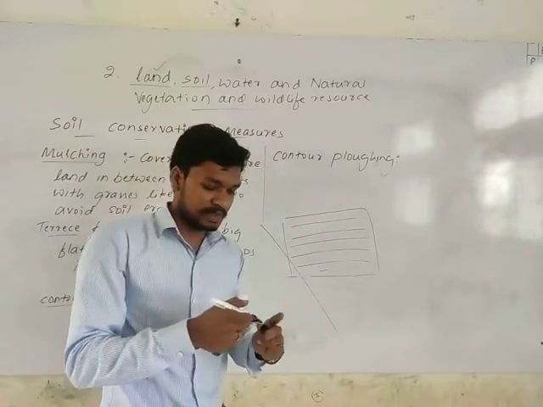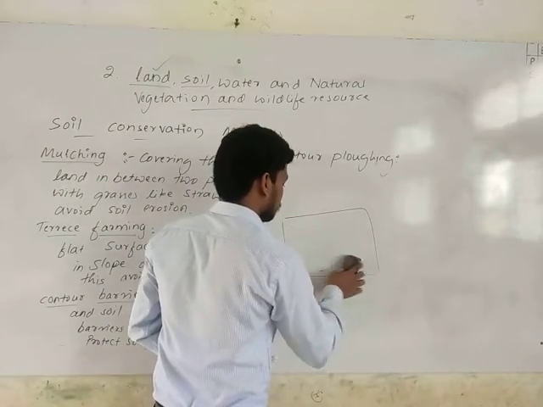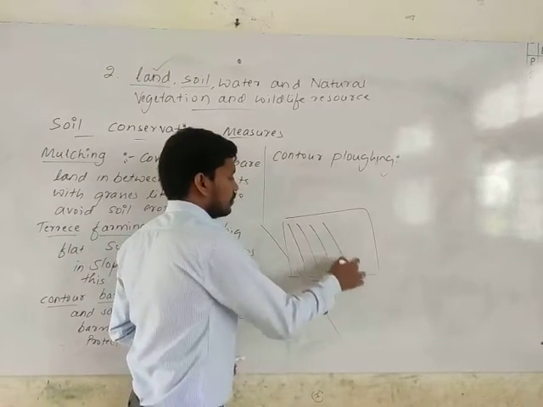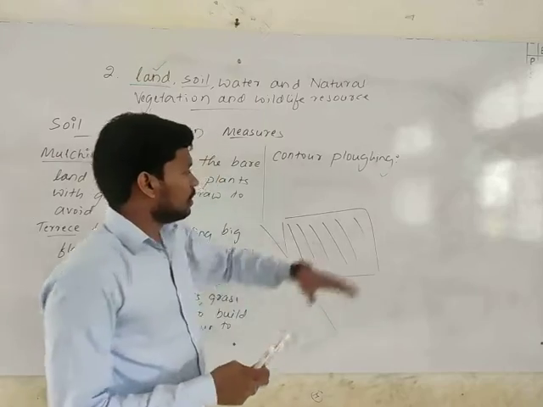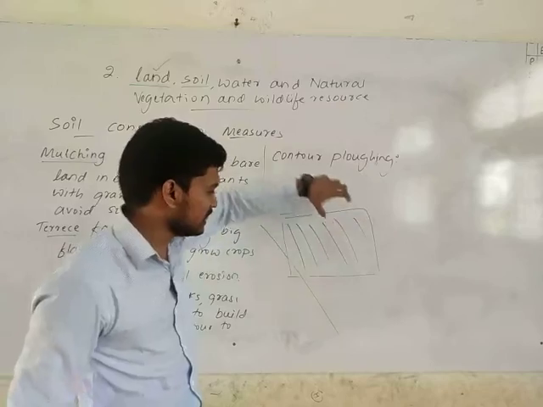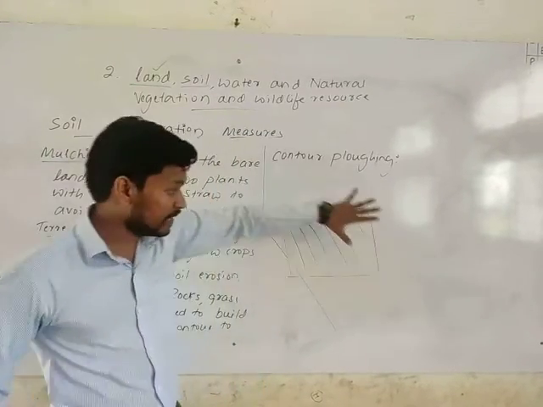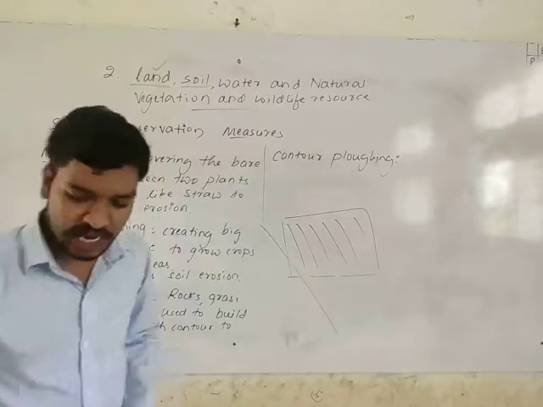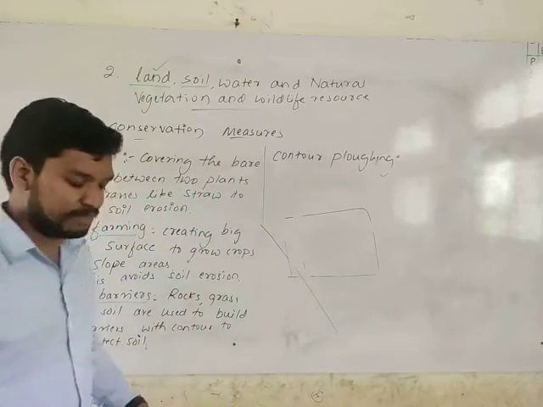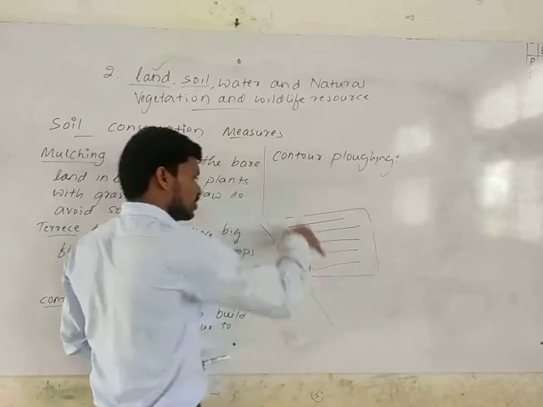Suppose it's a slopey area. Suppose I am plowing this land vertically. What happens when rainwater comes? It will erode the soil. It will take up the fertile soil along with it, and that will be deposited in some other shallow areas. If I plow like this. So now the method is to plow the land in a parallel manner with the contour, so that it will avoid soil erosion.